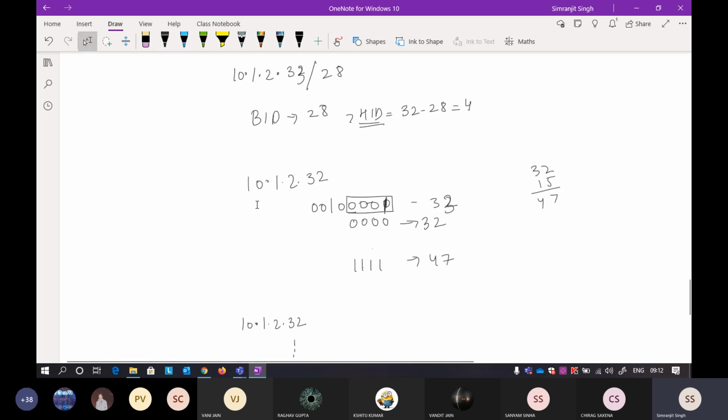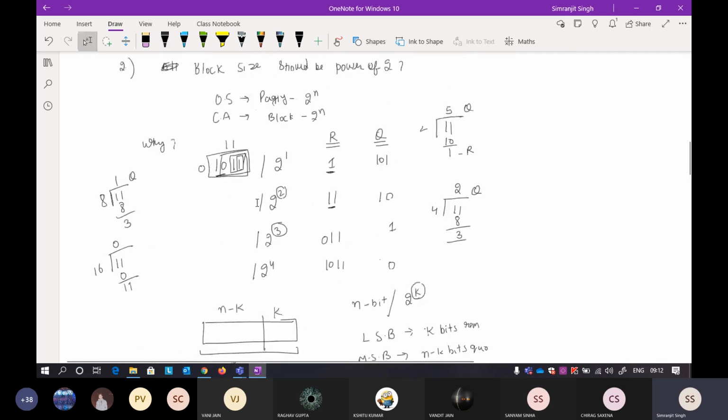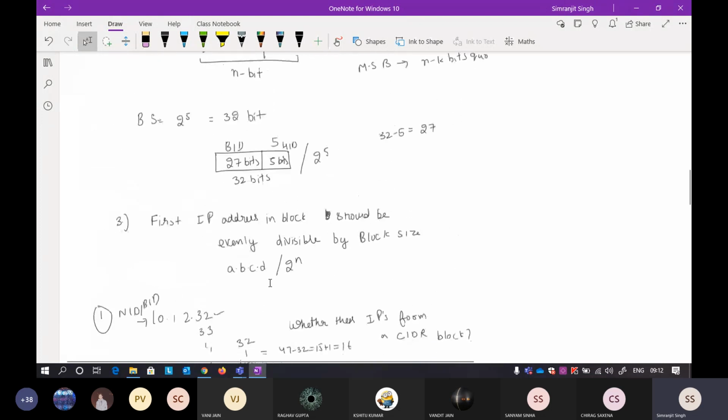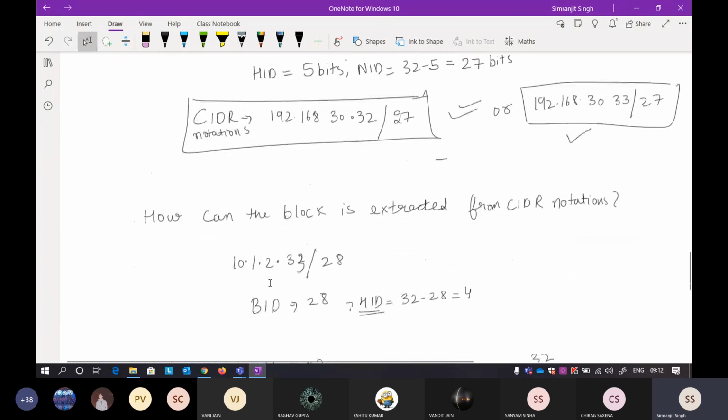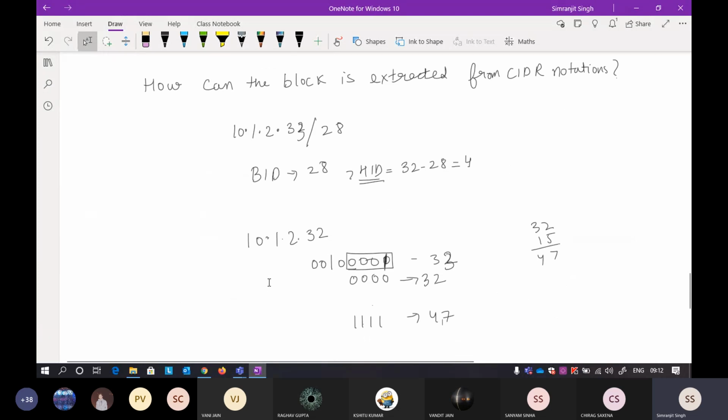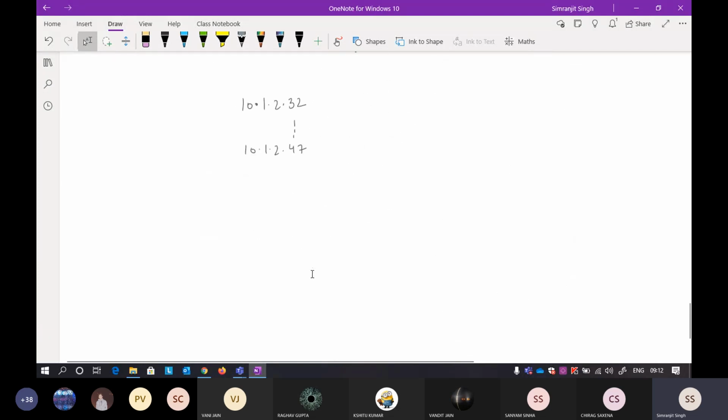Okay, so now you are able to know what a CIDR block is. You are able to know how to identify a CIDR block if it is following the 3 rules. Now there is only one thing remaining, that is subnetting. Subnetting is again a very easy part. If you understand the previous subnetting part, it's very easy.